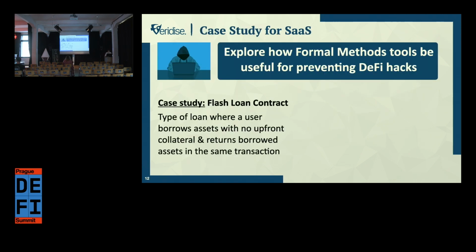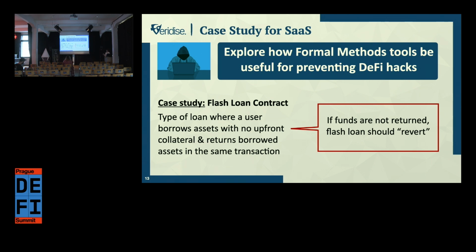On the next slide, we will explore how formal methods tools can be useful for preventing DeFi attacks, and for that we will use a case study which involves a so-called flash loan contract. For those of you who are not familiar with the term, a flash loan is a type of loan where a user borrows assets with no upfront collateral, and then returns the borrowed assets in the same transaction. If that doesn't happen, namely the funds are not returned, the flash loan is supposed to revert.